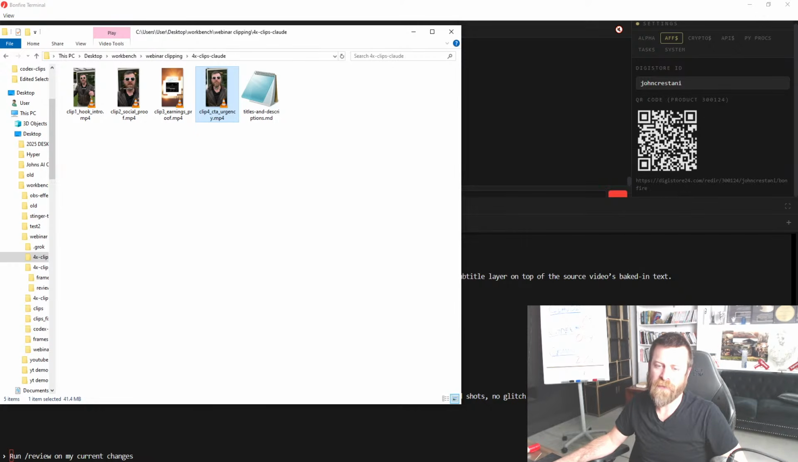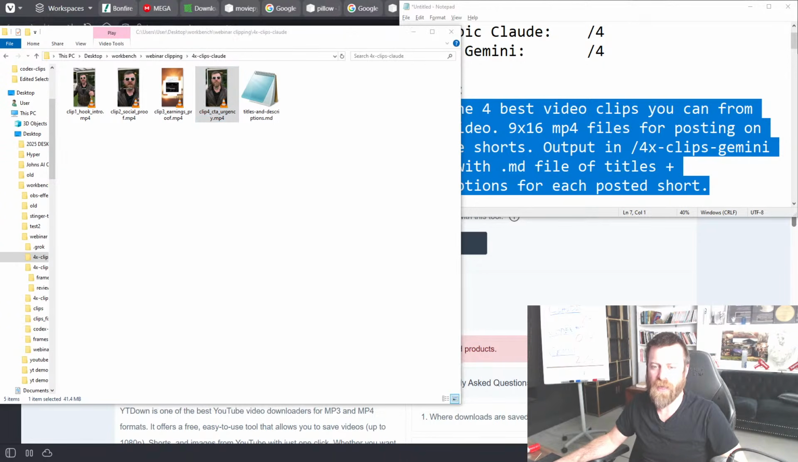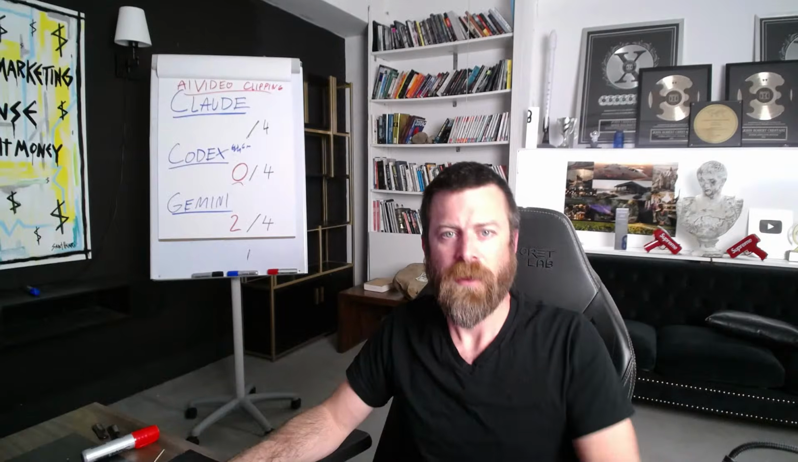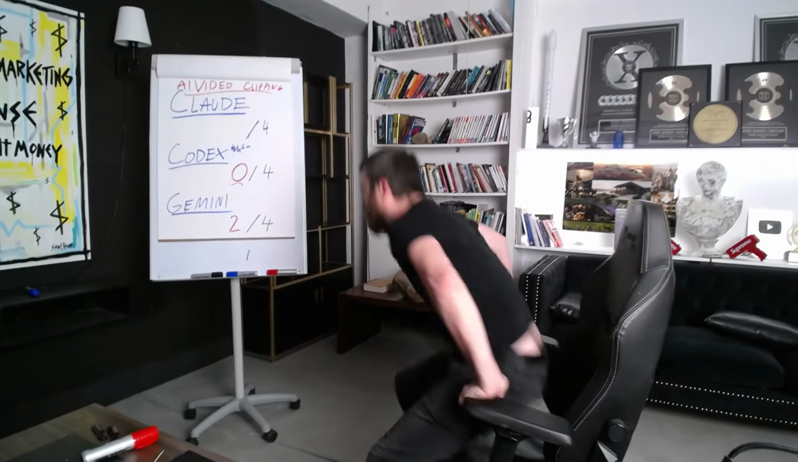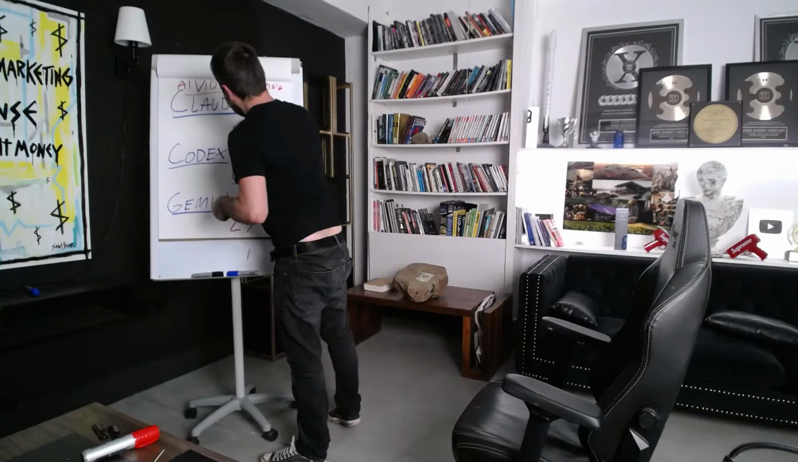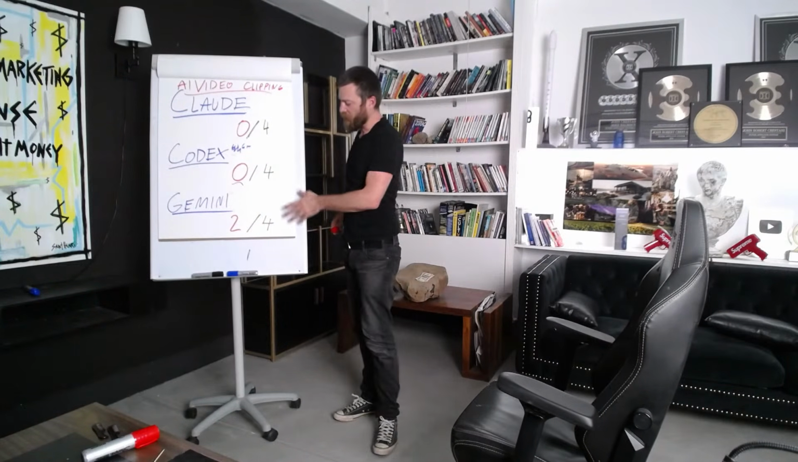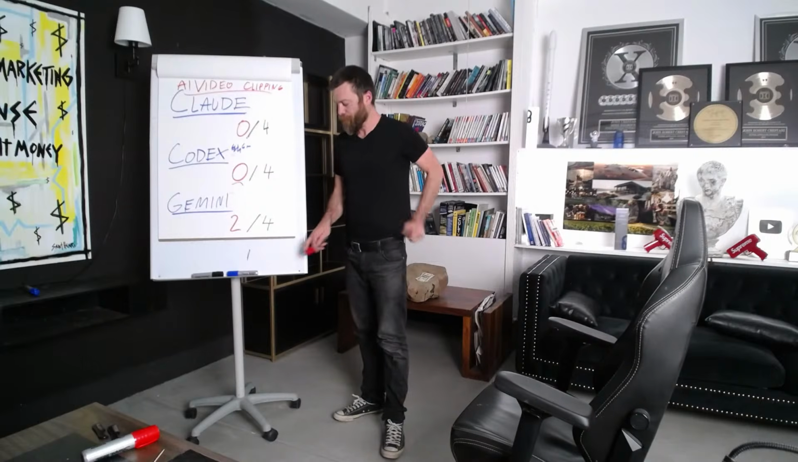So, folks, that's the state of where we're at right now. I'm pretty unimpressed by what the results were. But so far, the best video clipping AI that we tried out is Gemini.